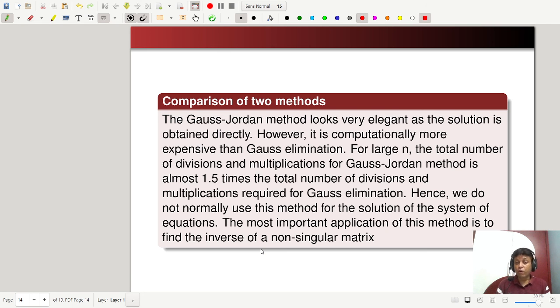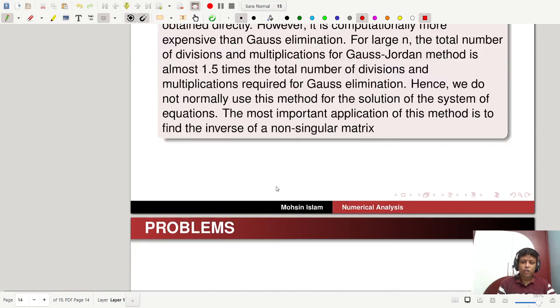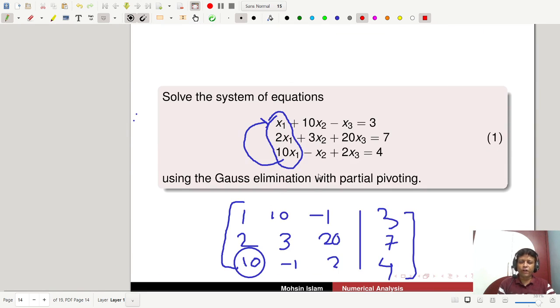That's it. So if nothing is mentioned in the question, you will go for Gauss elimination. That is the direct method and the best method. Among the direct methods, it is the best, and you will get the solution. But avoid Gauss-Jordan because of these drawbacks. So this is the thing. We have already explained the problems on Gauss elimination.